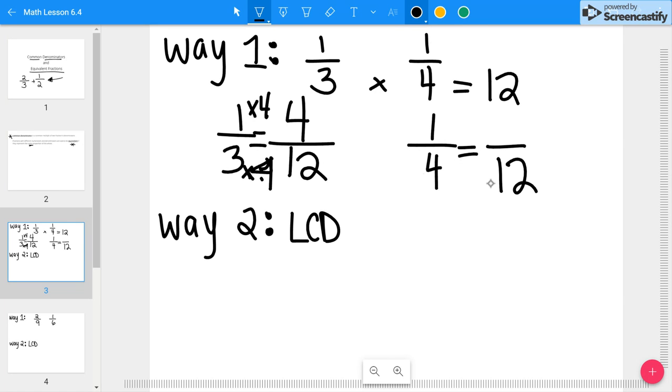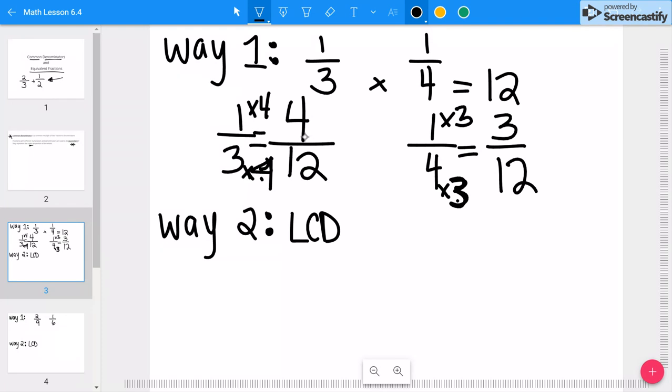I have 4 as my denominator originally, and I've changed it to 12 as my new denominator. I'm looking for my new numerator. So I'm asking myself, 4 times what number gives me 12? Well, I know that 4 times 3 equals 12. So what I do to the bottom, I do the exact same thing to the top. I'm going to do 1 times 3, and that equals 3. So my equivalent fraction to 1/4 is 3/12.